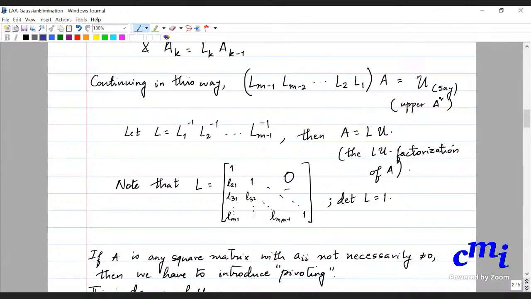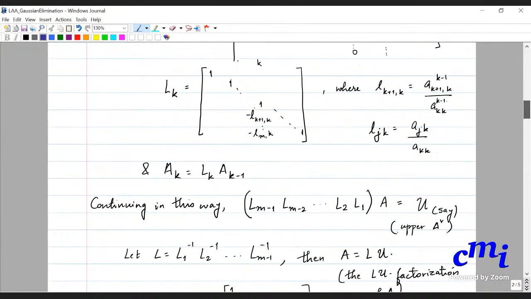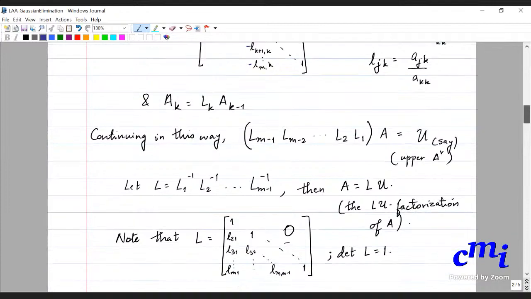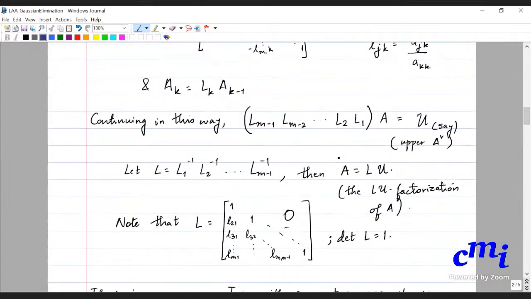So essentially, this process of elimination, or Gaussian elimination as it is called, gives you a factorization of the matrix A in the form of a lower triangular matrix times an upper triangular matrix. This is called the LU factorization.